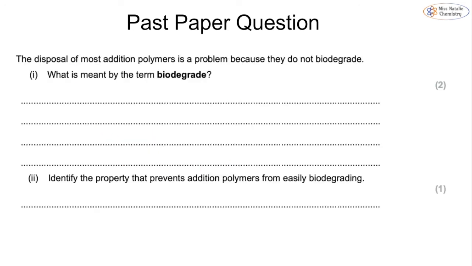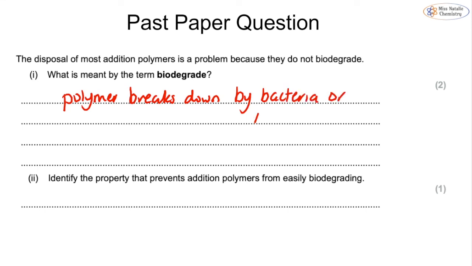Now we want to look at what is meant by the disposal. So the disposal of most addition polymers is a problem because they do not biodegrade. We want to be able to state, what does that mean? Well, biodegrading means that the polymer breaks down, and that's the first part, and then we have to say how it breaks down, and it is by bacteria, or you could even say microorganisms. Okay, so it's a natural breakdown, but you can't simply just say natural, you have to say what causes that natural breakdown. So it's bacteria or microorganisms.